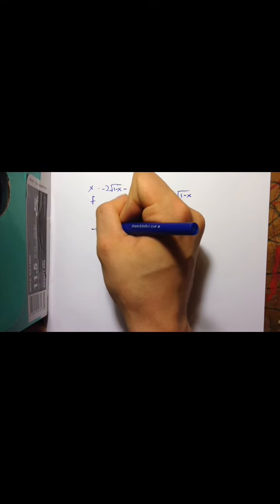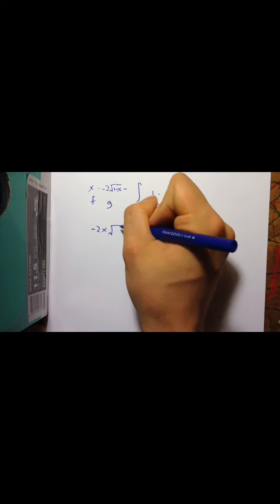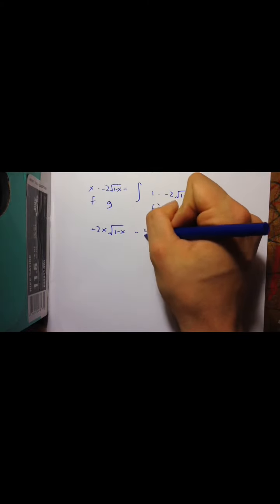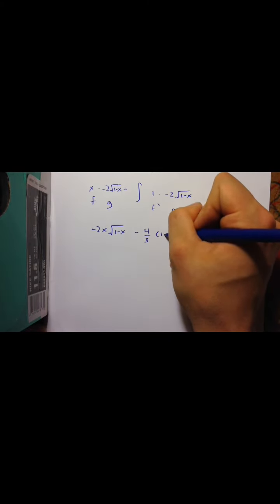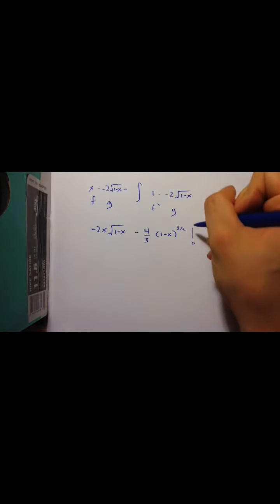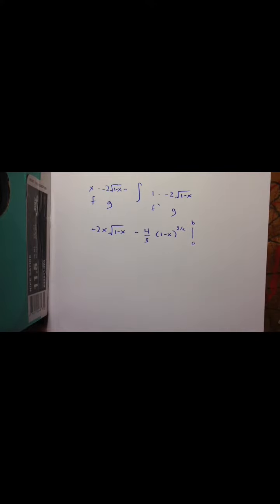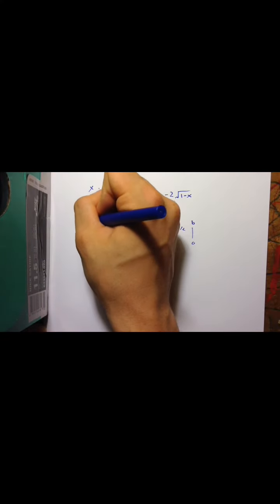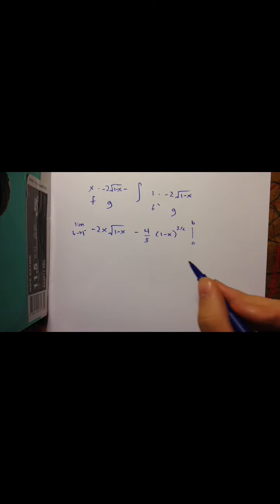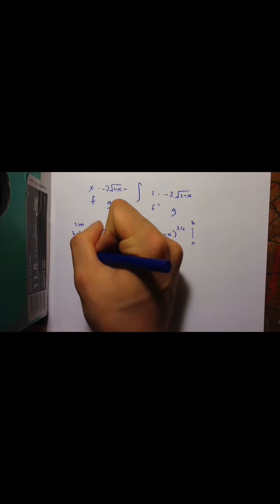So what do we get as our end result? Well, we end up getting negative 2x square root of 1 minus x minus this integral. We got 4/3 times 1 minus x to the 3/2. And now we're going to evaluate this from 0 to b. And then from there, we're just going to take the limit as b approaches 1 from the left side. And so that's essentially how we evaluate our improper integral. So let's go ahead and do that.